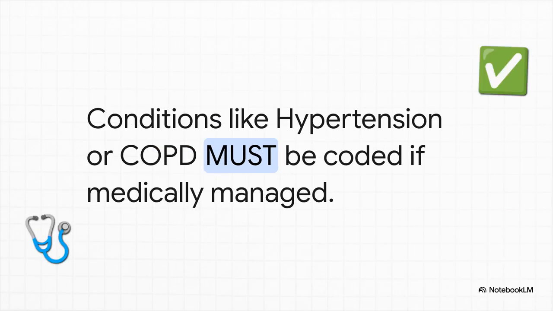Chronic active conditions, on the other hand, completely different story. Conditions like hypertension, diabetes, or COPD absolutely must be coded if they're medically managed during the stay. If a patient is admitted for a broken leg, but the nurses are giving them their daily blood pressure meds or checking their blood sugar, that counts as therapeutic treatment and increased nursing monitoring. You've hit the criteria. These chronic conditions very often act as CCs, and they definitely impact the final DRG. So whatever you do, do not leave them off the claim.